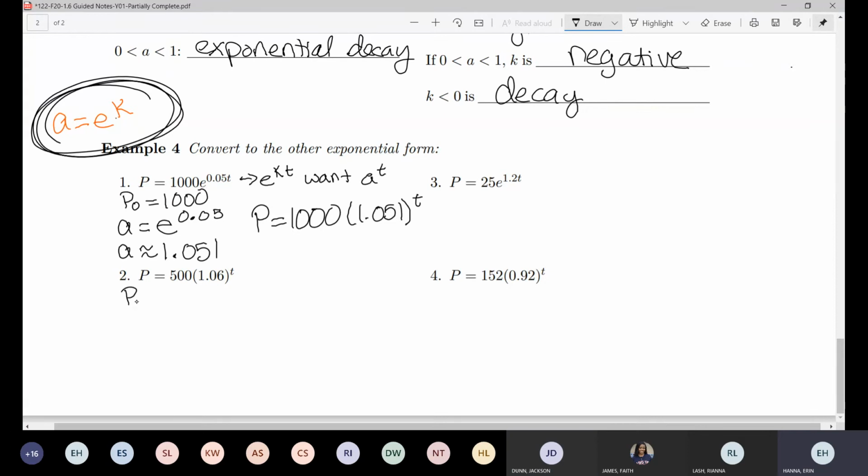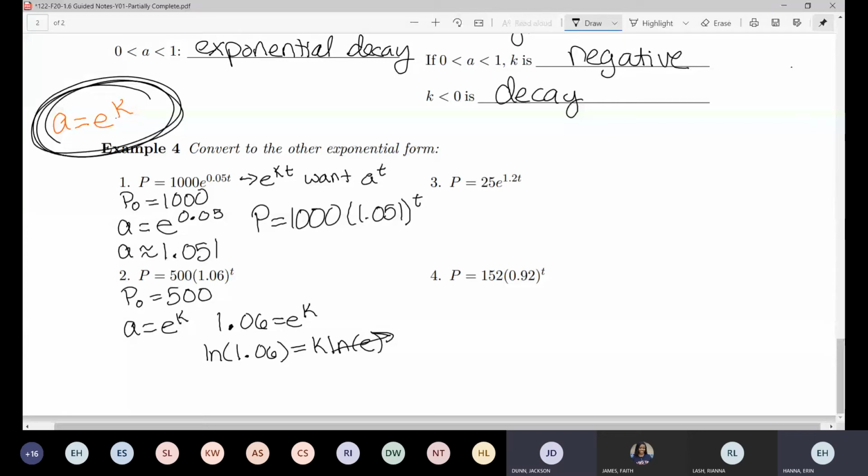So once again, P naught doesn't change. So P naught is still 500. We're still going to use this A equals e to the k form, so I haven't filled it out yet. But this time we have A, so 1.06 equals e to the k. But now since I want to solve for k, I have to take the natural log of both sides. And I'm going to do two steps at once, and hopefully that doesn't freak anybody out. I took the natural log and pulled the k out at the same time.